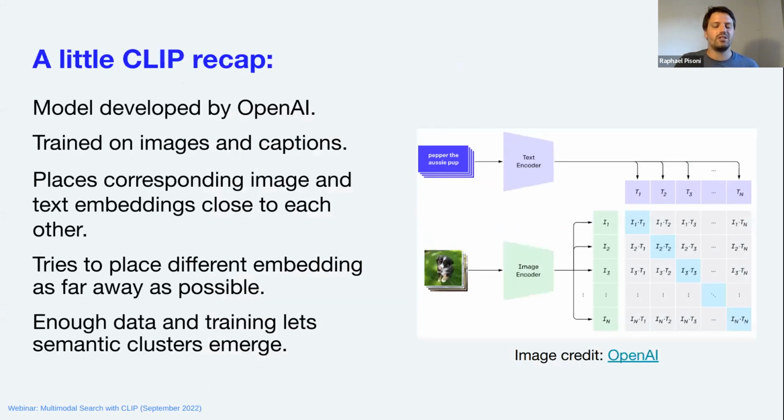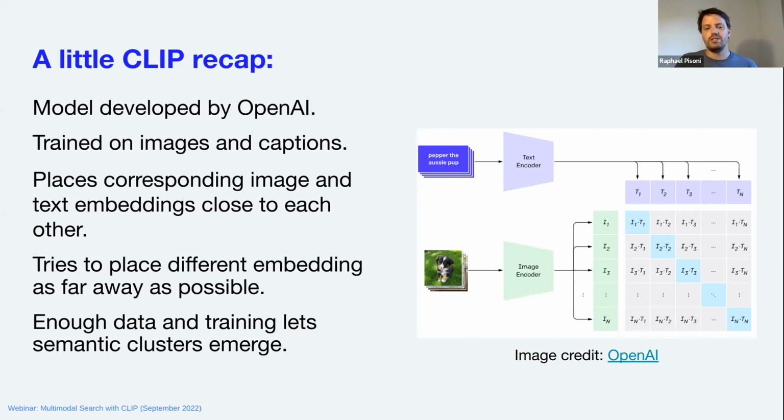I'm also, again, gonna give you a really quick introduction to Clip. Clip is this really cool model developed by OpenAI. It's trained on images and their corresponding captions, and it tries to place the embeddings of the images and the corresponding captions very close together, while trying, again, to push all the other embeddings of not corresponding images or captions as far away as possible.